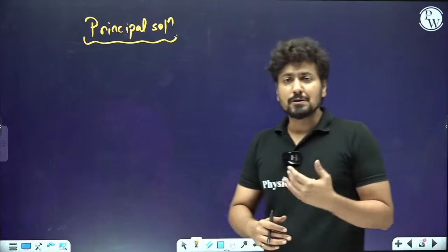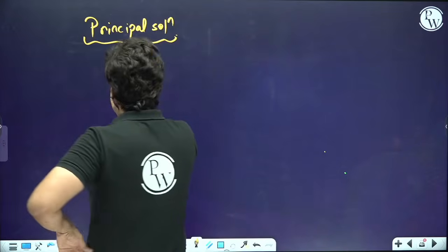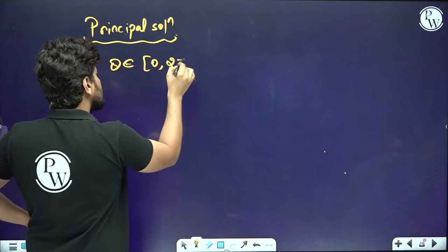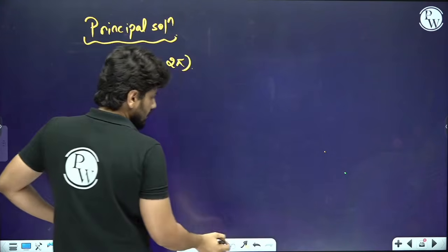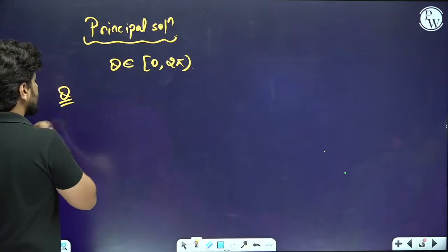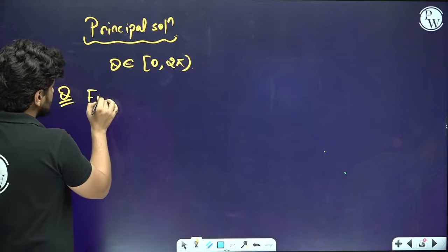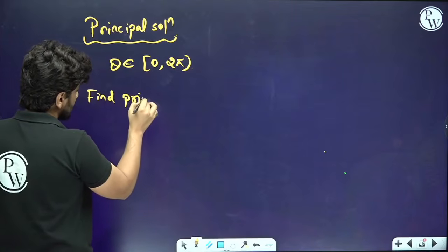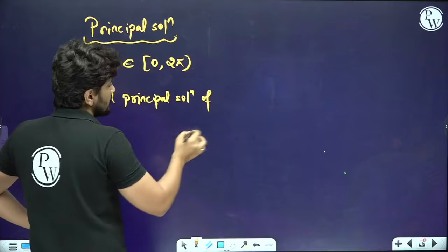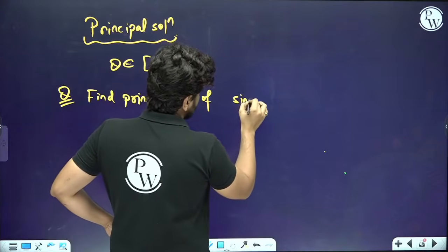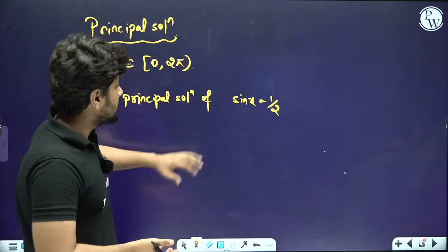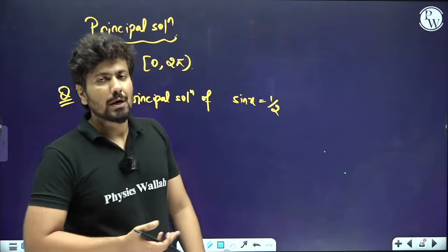So as I told you, principal solutions are those solutions which are in the interval of 0 to 2 pi. Here theta will be in the interval of 0 to 2 pi. Those types of solutions are known as principal solutions. Suppose I ask you, find the principal solution of sine x is equal to 1 by 2.